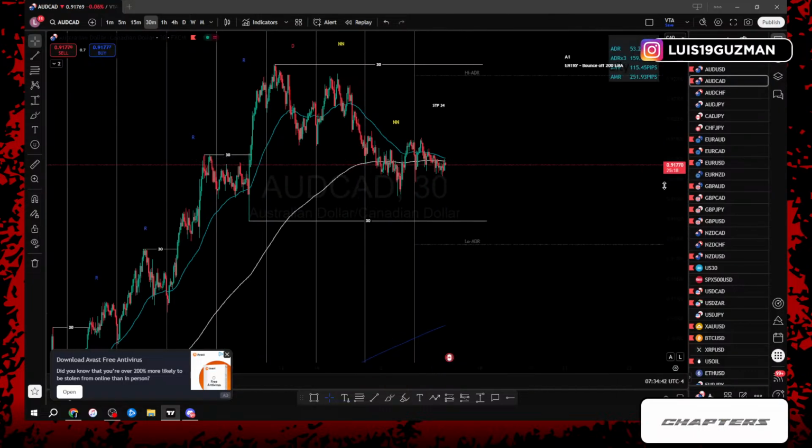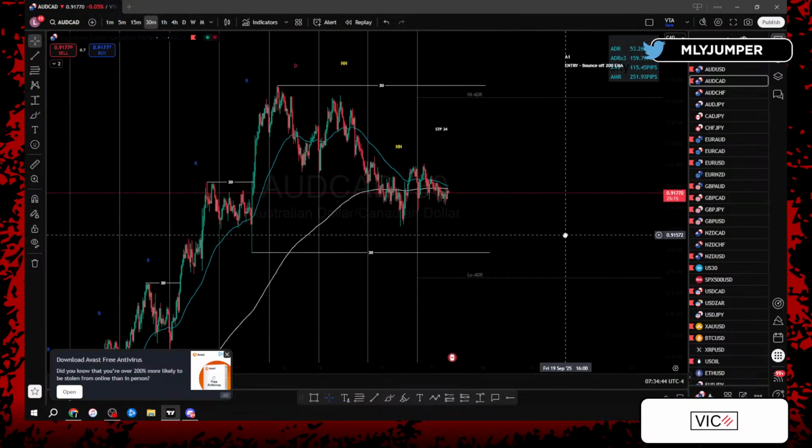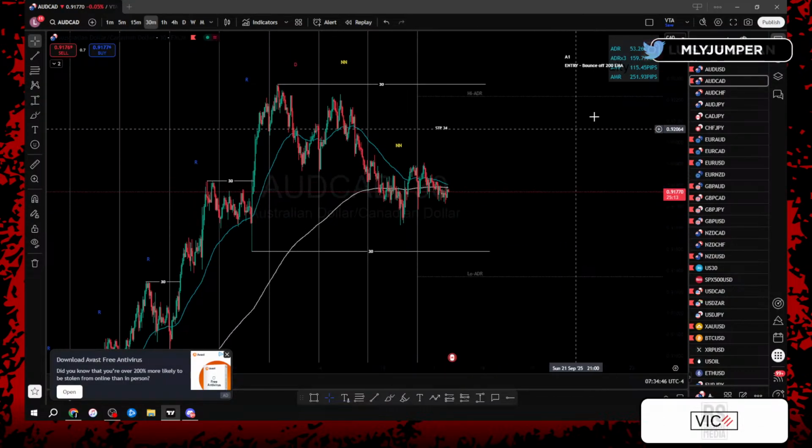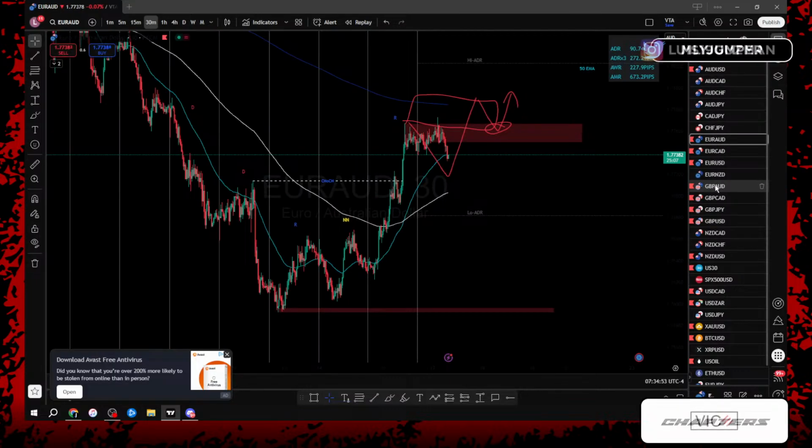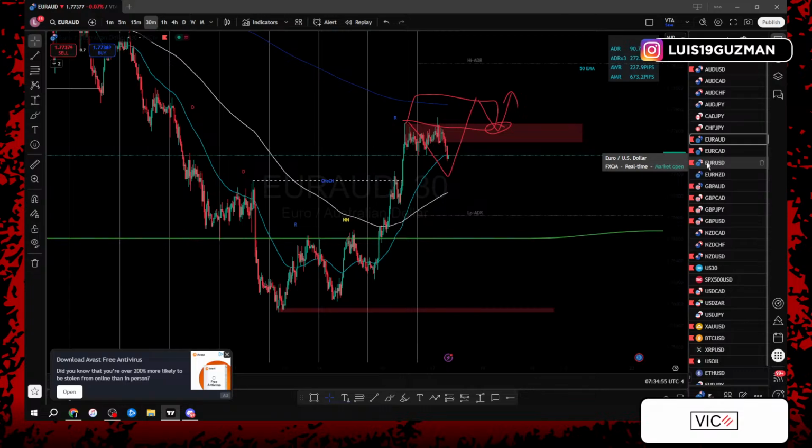AUD CAD, we're just moving sideways. This is going to be a pair that, again, I am not going to be trading, especially during FOMC, guys. If price is just consolidating, there's no trend, what is price going to do?